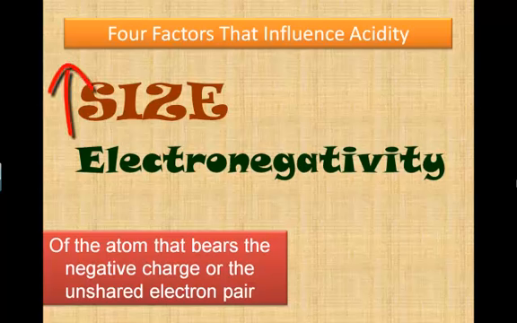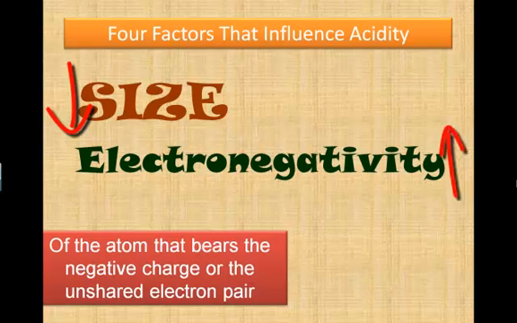So that's pretty straightforward. However, what is confusing is that size and electronegativity are opposing periodic trends. As the size of an atom increases, its electronegativity decreases. As the size of an atom decreases, its electronegativity increases. So you have to decide which of those two factors is predominant.